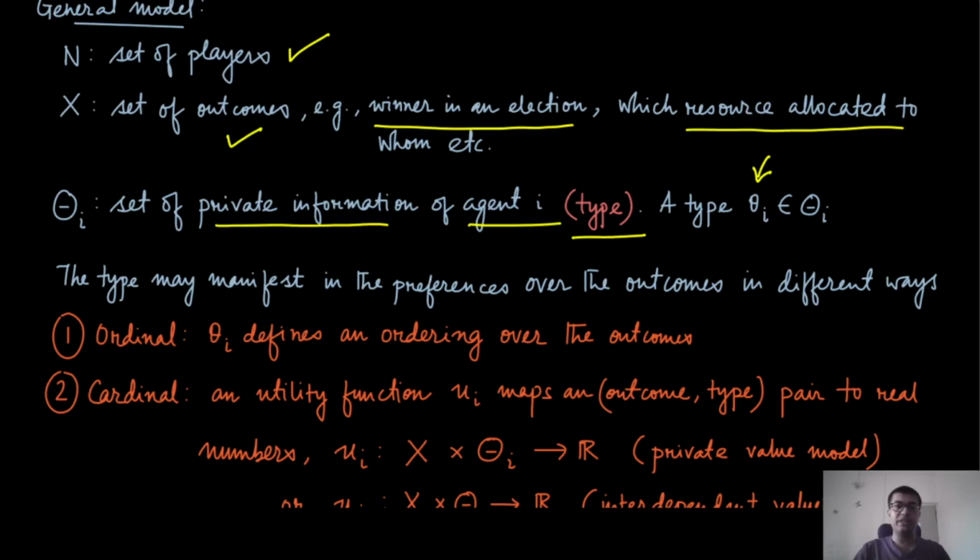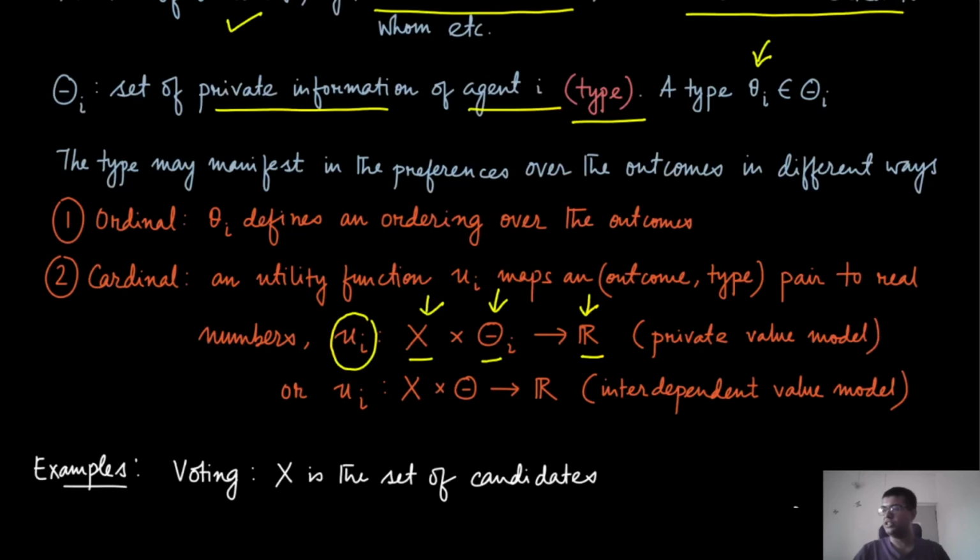On the other hand, you can think of there existing some real number. Whenever you pick a particular outcome from this set X, and depending on what your type is, you get a particular real number. This mapping from the outcome and your type set to the set of real numbers is called the utility of this player. And this is true for what we call the private value model. That is, you only care about your own type.